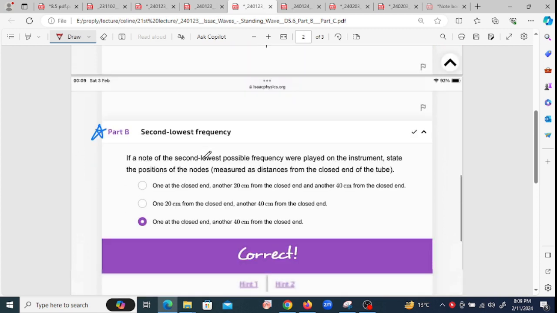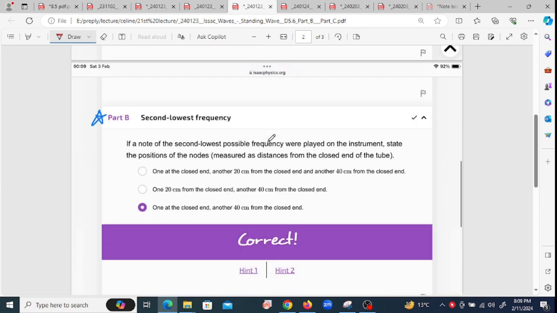Now for the second part: if the note of second lowest frequency were played on the instrument, state the position of the node. So we have to explain the position of the node for the second lowest frequency. First of all I make the diagram. This is the diagram for the second harmonic, the second lowest frequency. As we know, at the closed end we always have a node, and at the open end we always have an antinode.